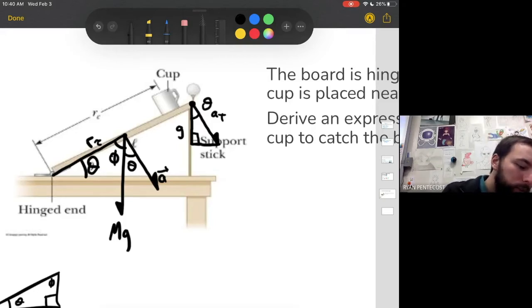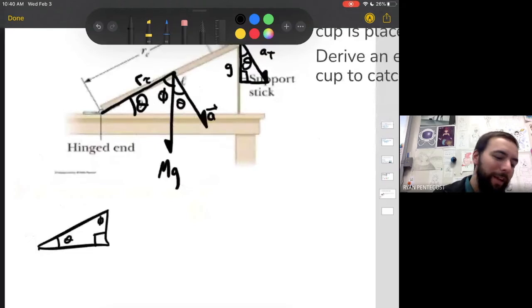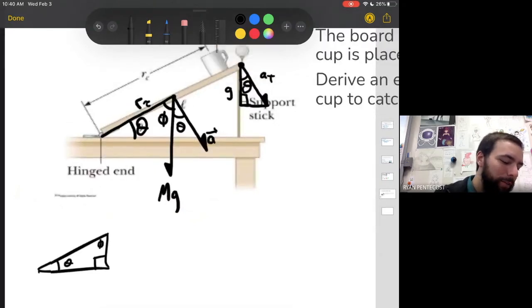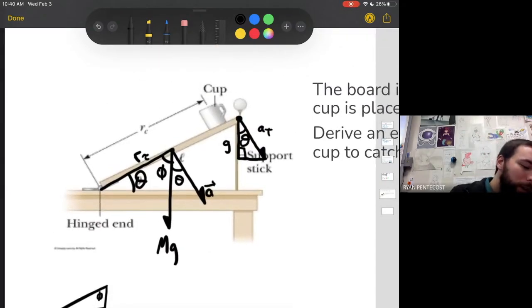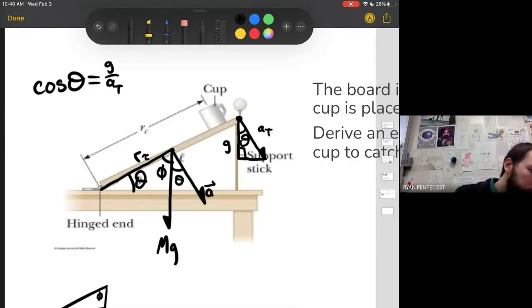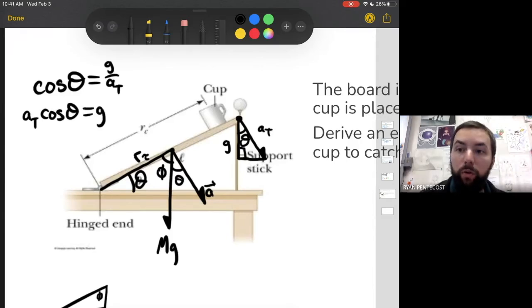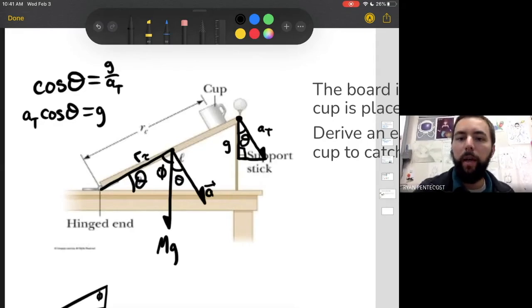So we have these two triangles that we're going to deal with: the AG triangle and this theta phi triangle. Now on that GA triangle, we want to note that cosine theta is g divided by the tangential acceleration, which means that the tangential acceleration times cosine theta will equal g. And if that's true, we are successful in catching the ball.